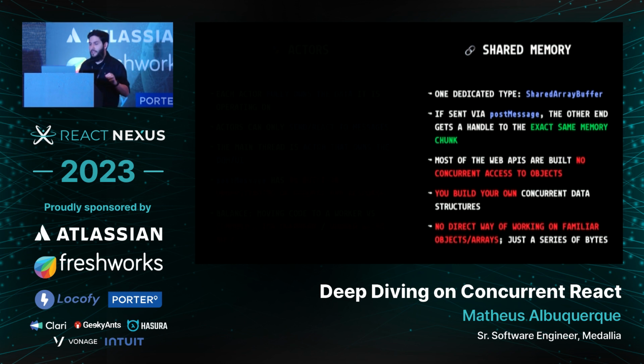So that's great. But the thing is, we're talking about JavaScript, we're talking about browsers, so most of the APIs built around there were built with no idea of concurrent access to data. Because of that, you end up having to build your own data structures to handle that kind of thing, like mutexes, etc. And the last thing is kind of a convenience thing: you're not handling arrays or objects or things like this, you're handling just a series of bytes. So you don't have the regular comfort of JavaScript.